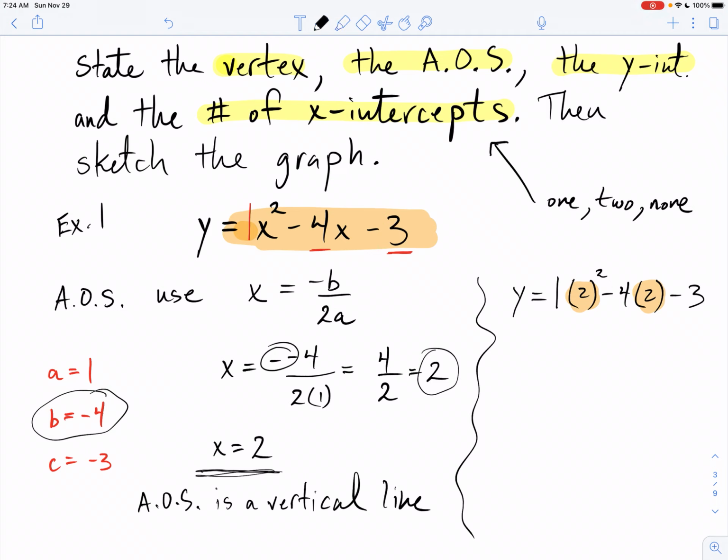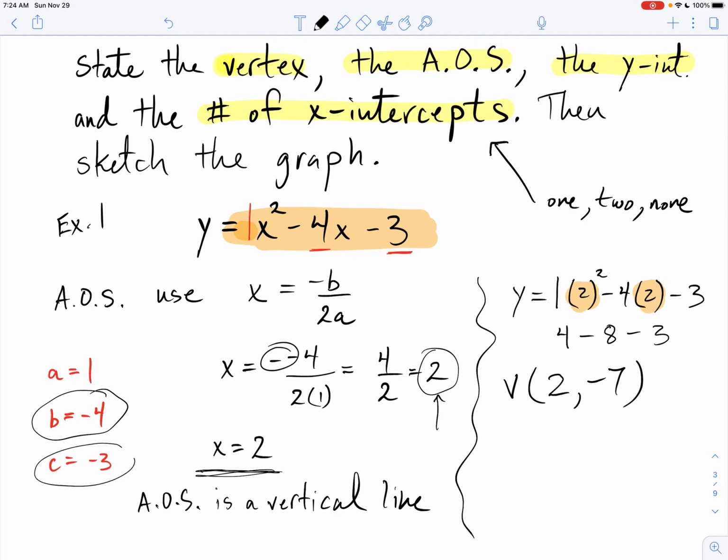Let's see what we have. So it'd be 2 squared, that's 4, minus 4 times 2, order of operations, that's 8, minus 3. So now all I have to do is combine all those numbers, add them up, and I'm going to get negative 7 out of that. So the vertex for this will be when x is 2. Remember, when x is 2, I get out negative 7. So what have I found so far? I found the vertex. I found the axis of symmetry. Now the nice thing about the y-intercept on this is the y-intercept for a parabola in standard form is always the same thing as the c value.